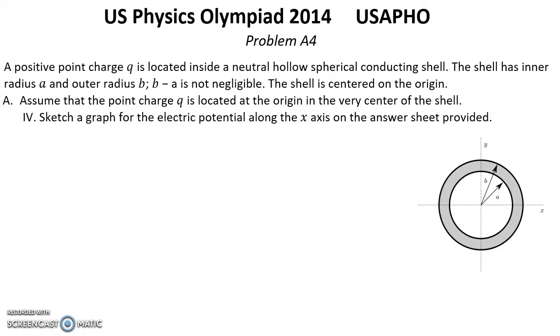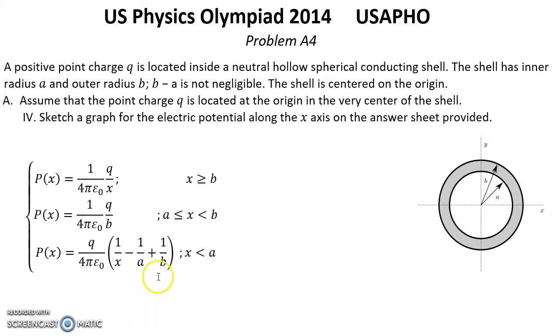Question 4. Sketch a graph for the electric potential along the x-axis on the answer sheet provided. Solution. So we have potential outside of this shell for x greater than b equal to this one. For x between a and b, that's a constant, the same as at point b. And for x less than a, that will be the same as for a point charge, but shifted by this constant, negative 1 over a plus 1 over b.